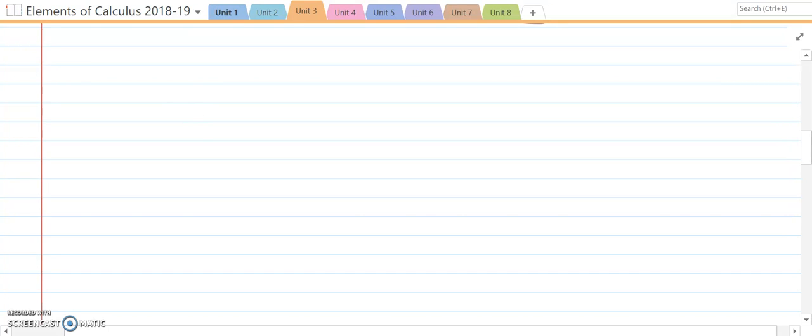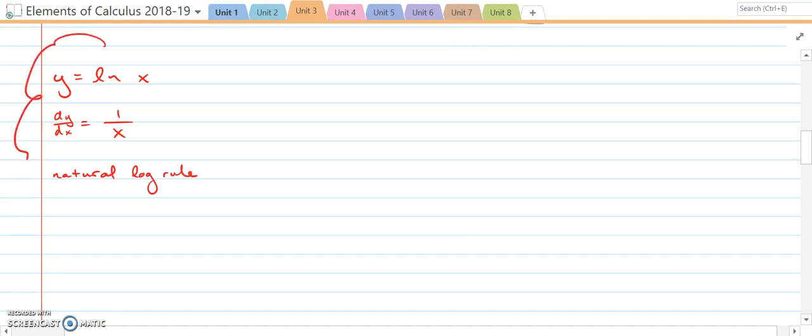Another rule that you need to understand is y equals ln of x. Ln and e's go together. This is like log base e. And we're going to keep it just to talking about e's this time. This one's straightforward, it's simple. Y equals ln of x becomes dy dx equals 1 over x. This is the natural log rule. And that's it. That's the whole thing.